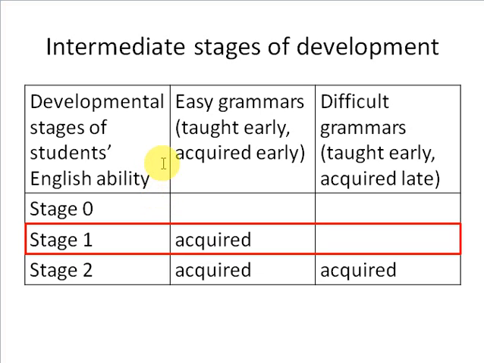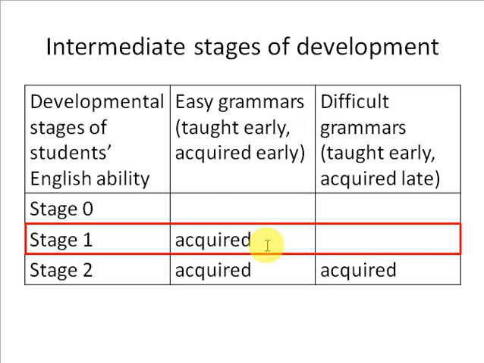And so if you teach grammars, let's say you teach all these grammars at the same time, simultaneously, or at least in the first year of junior high school, some of them will be acquired, but not others. And only later, your students will acquire both these grammars, or both these types of grammars.